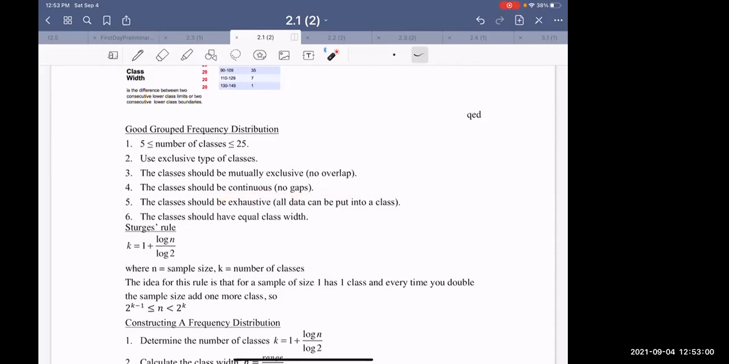Next, there are no gaps. So even if in a particular region, maybe there are no values between A and B, you still have to use that interval. Even if there are none there, you're still going to have to keep it there so that the classes are continuous.